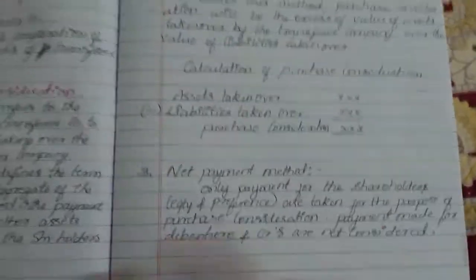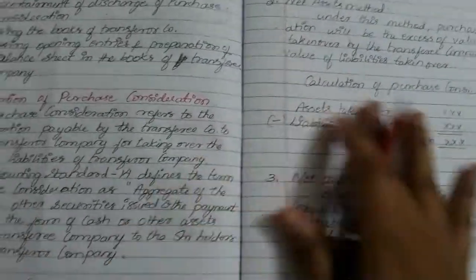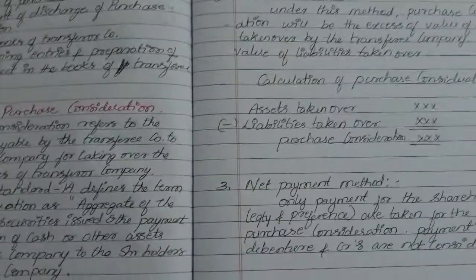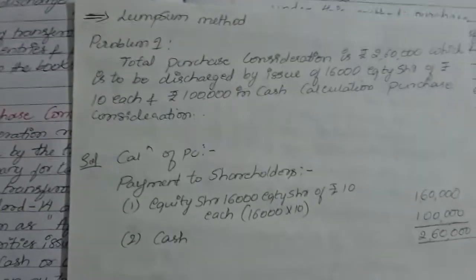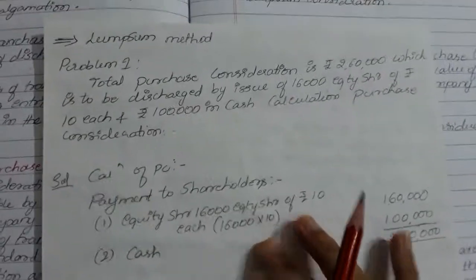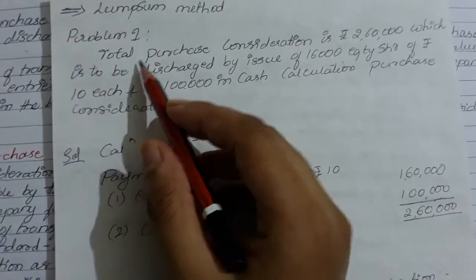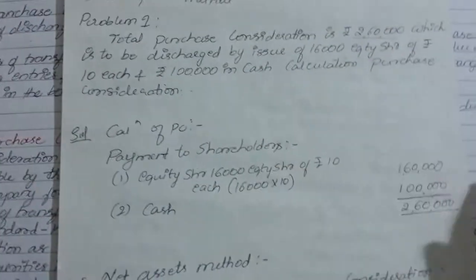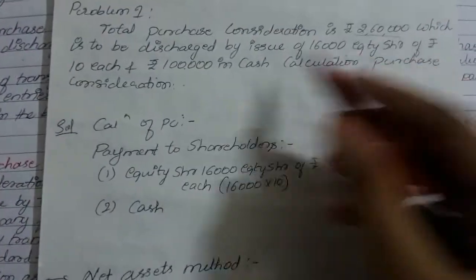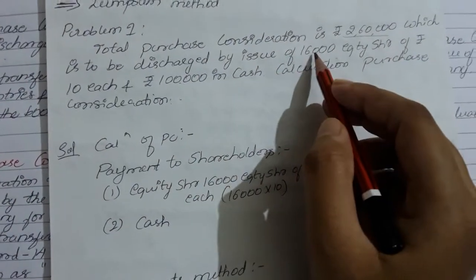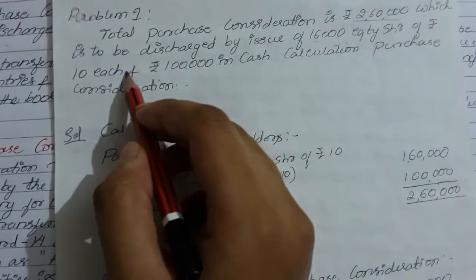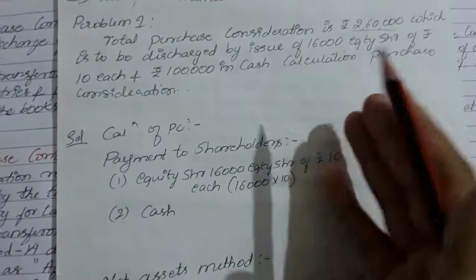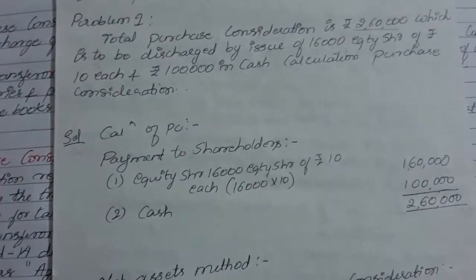So let's start. Before starting that, I hope you have understood the methods of purchase consideration and how it is calculated. While going on with the questions, let me start with the lump sum method just for the sake of understanding, because you can see problem 1. Total purchase consideration is 2,60,000. As I said earlier, the value of purchase consideration is already given, which is to be discharged by the issue of 16,000 equity shares of rupees 10 each and 1 lakh in cash. Calculate purchase consideration. The purchase consideration is already given, so this will be the discharge of purchase consideration.